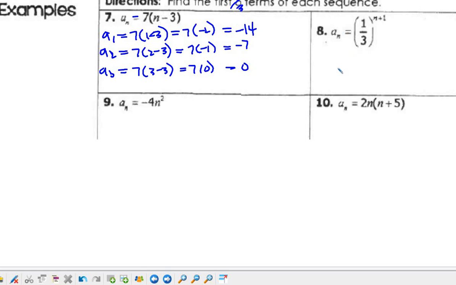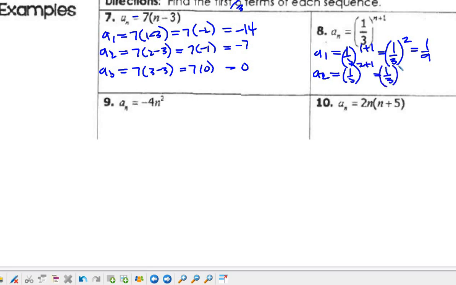So it doesn't matter what the equation is, it's the same process. A sub 1, 1/3 to the 1 plus 1, which is 1/3 squared, which is 1 over 9. A sub 2, 1/3 to the 2 plus 1, which is 1/3 cubed, which is 1 over 27. And a sub 3 would be 1/3 to the 4th, which is 1 over 81.